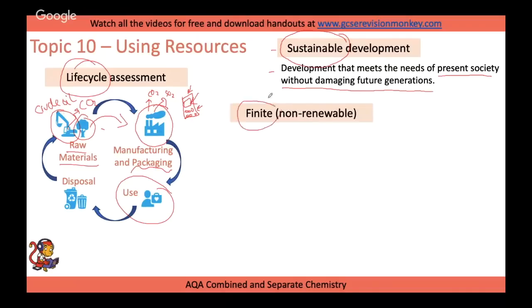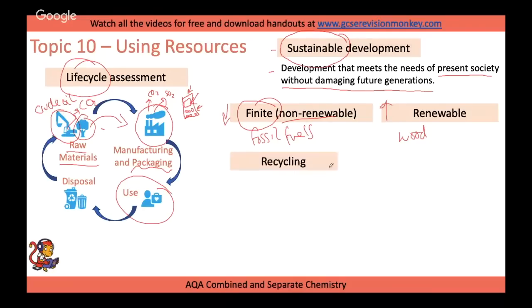Which brings us on to those two words. In chemistry, they use the word finite to describe non-renewable resources like fossil fuels. And in terms of making products and things, renewable resources would be things such as wood and timber that we can replace. So if we're looking for sustainable development, we're going to want to reduce the finite resources that we're using and try and increase the renewable resources.